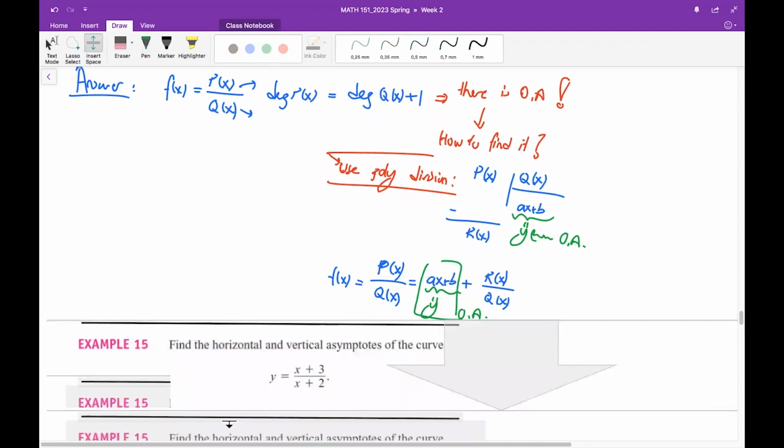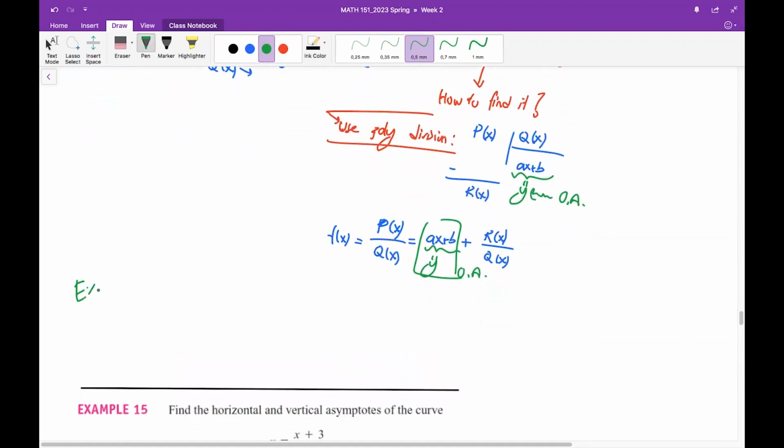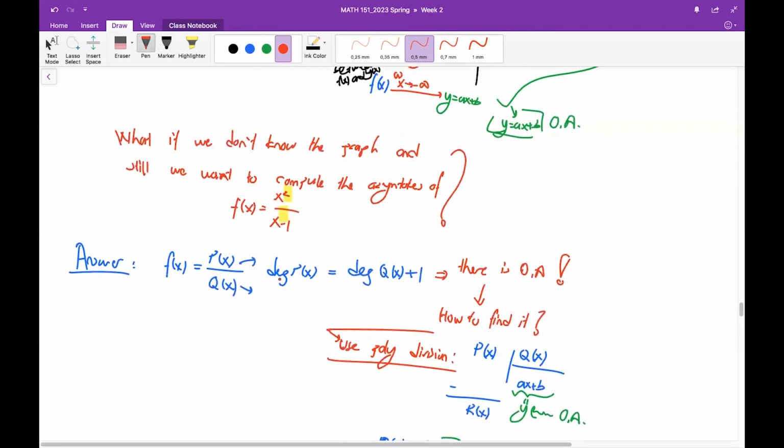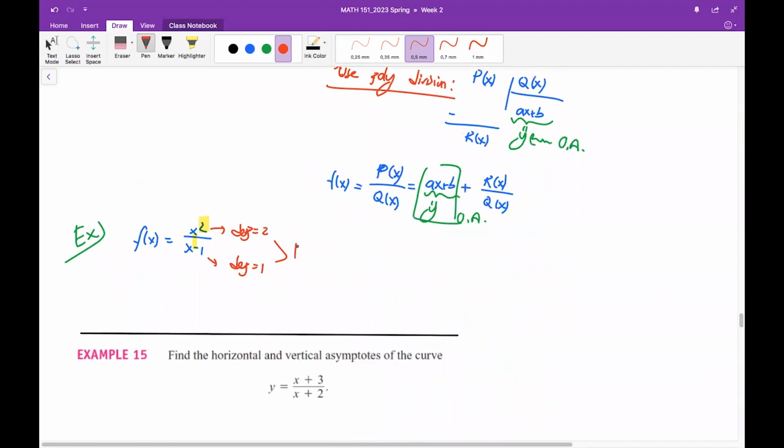Now we can apply all of these things to our exercise. We were dealing with this function, x squared over x minus 1. Now I am checking the degrees. Degree is 2, degree is 1. Let me also write: here, degree for the numerator is 2, degree for the denominator is 1. And just like I indicated here, degree of the numerator is 1 more than the degree of the denominator. So there is an oblique asymptote.